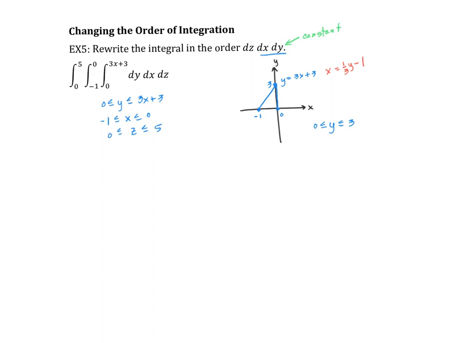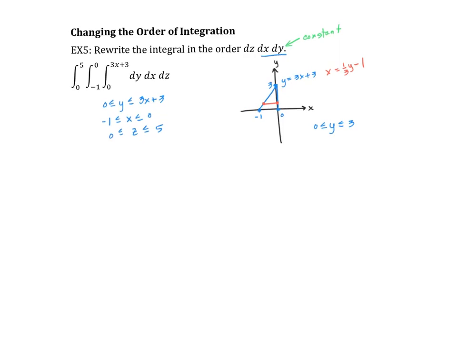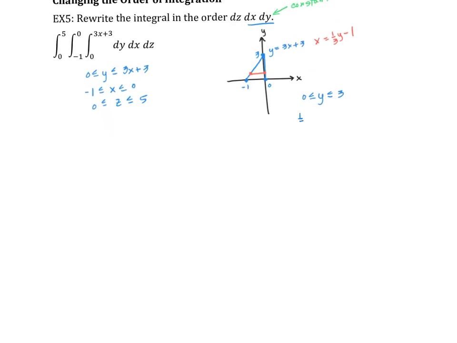And now my x values, think about drawing a line parallel to your x-axis. The smallest x value here corresponds to the line 1/3 y minus 1. The largest x value is 0. My x values will then be 1/3 y minus 1. The upper is 0. So the z values will still remain as 0 to 5.